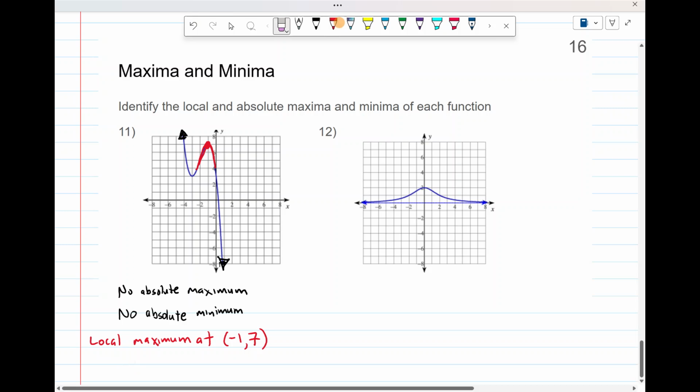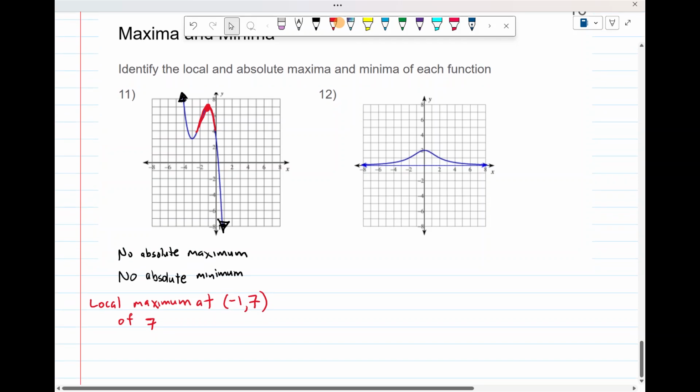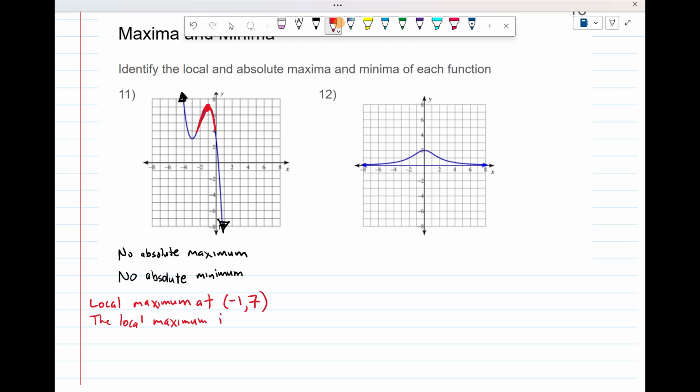Now, that's the coordinate. You could also say that the local maximum has a value of 7. We'll say the local maximum is 7. That y value is actually what the local maximum is.